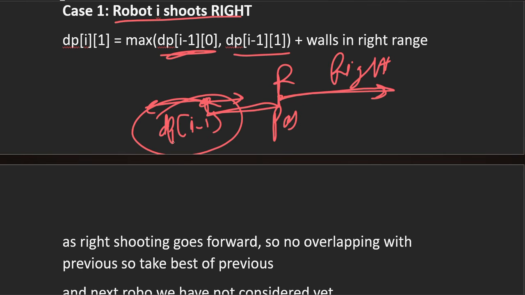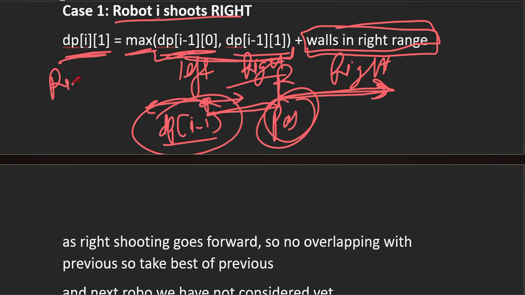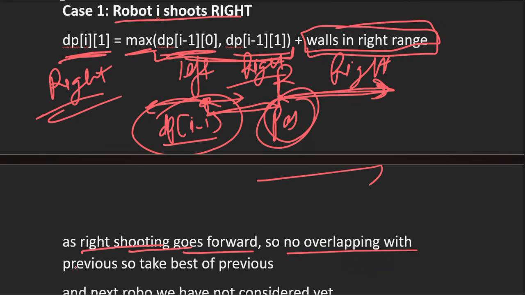So what we do is we take the maximum of the answer of the i minus 1 robot, that is, the left direction and the right direction. We take the maximum of that, and then add the number of walls in the right range of the current robot, and that is the answer for the right direction. That is the number of walls destroyed by the ith robot in its right direction, right? As the right shooting goes in the forward direction, there is no overlapping with the previous, so we take the best of the previous.